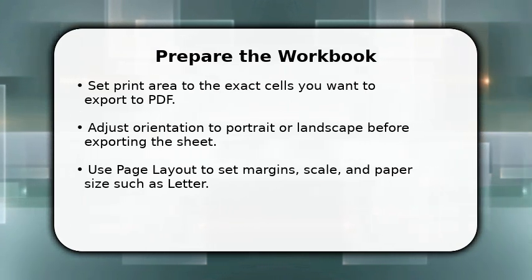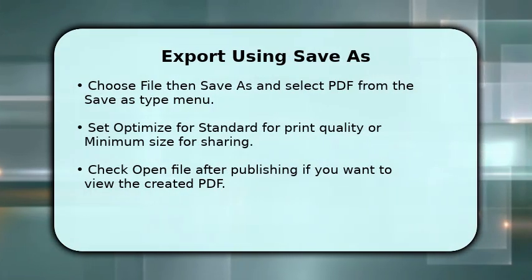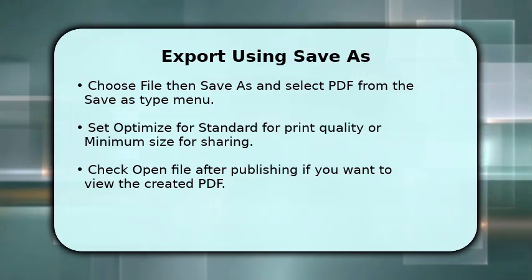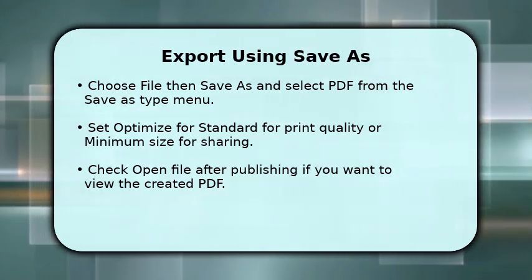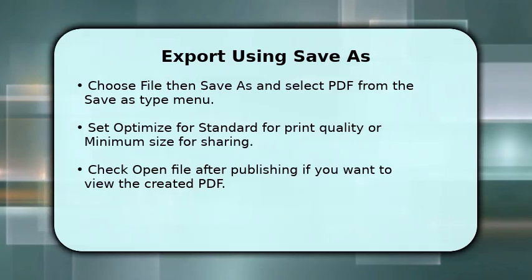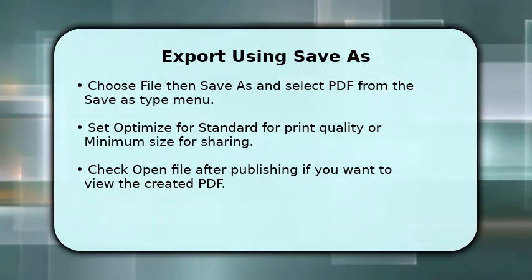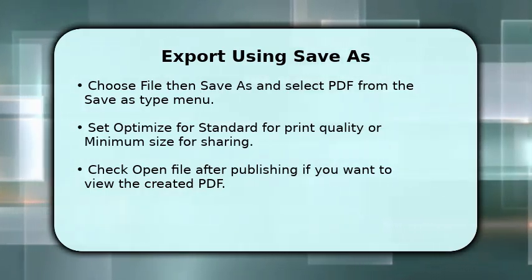To export, choose File and then Save as from the main menu options. Pick a folder and click the Save as Type drop-down to select PDF as the format. Name the file and set Optimize for standard for high print quality or minimum size for online sharing.